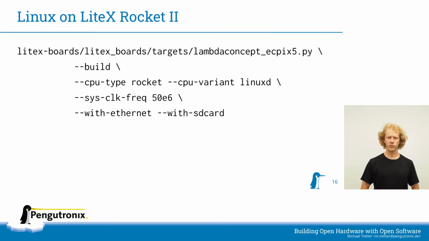Now we are ready to build the bitstream. For that, we call a Python script for the board that you want to use with the CPU and the variant that we want to use and which SoC features should be enabled. Things start to happen and a lot of output is produced. We can go and grab a coffee as the build will take a few minutes. Ideally, the command successfully runs through and we will end up with a bitstream for the FPGA.